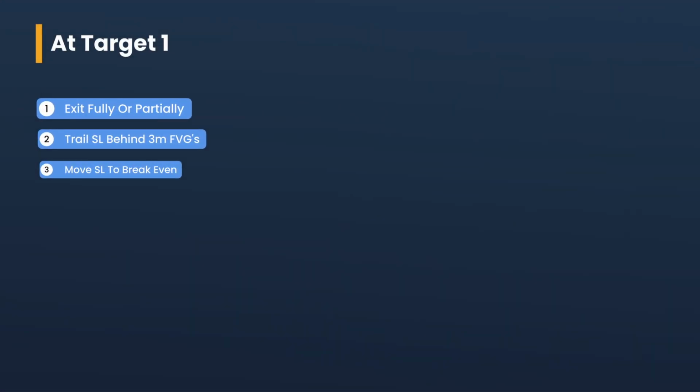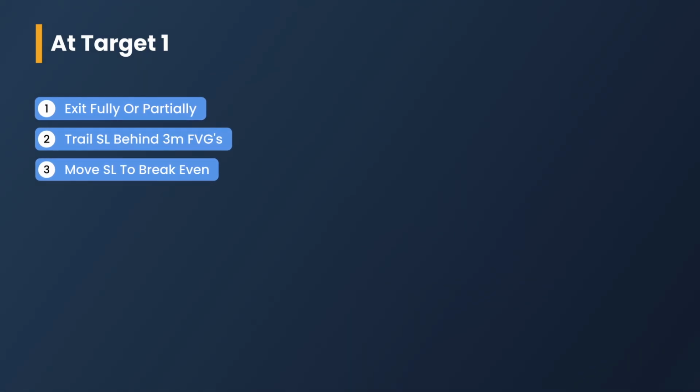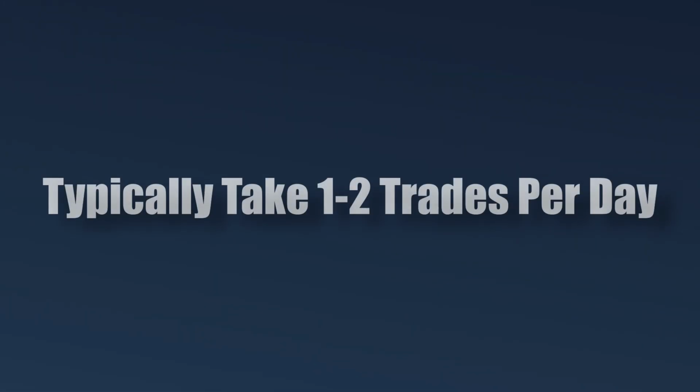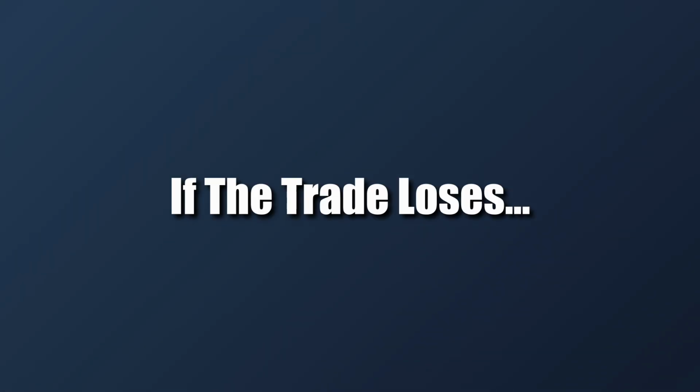From there, you'll wait for price to hit TP1 or your stop loss. At target 1, you can either exit the trade fully or partially, trail your stop behind 3-minute fair value gaps, or move to break even if there's none available. I typically take 1 to 2 trades per day. If price reaches TP1, I consider that trade valid, and whether or not I profited from it, I'll stop trading. If the trade loses and the 4-hour candle's still open, I'll look for one more setup, and regardless of the outcome, I'm done.